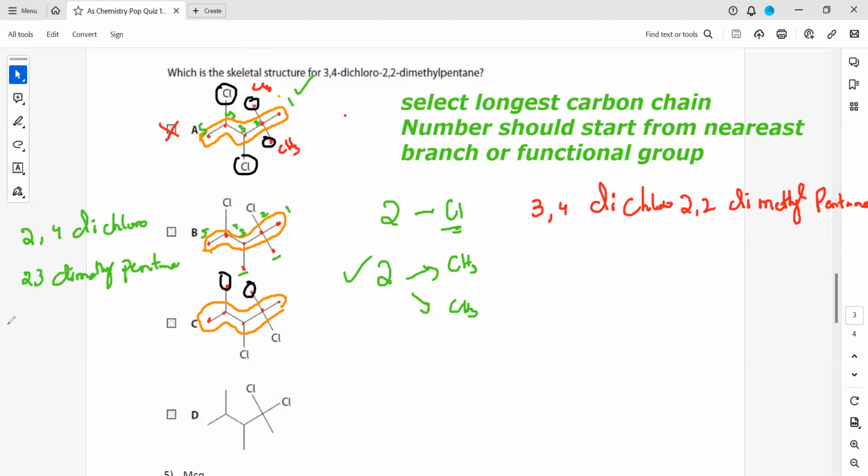So we have chlorine at the second position and third position, so 2,3 dichloro. And at the second position and fourth position, we have a methyl group, so 2,4 dimethyl. Why are we using di? Because two branches are there, each containing 1 carbon. So that's why dimethyl. And because of 5 carbons, it will be pent and a single bond, ane.